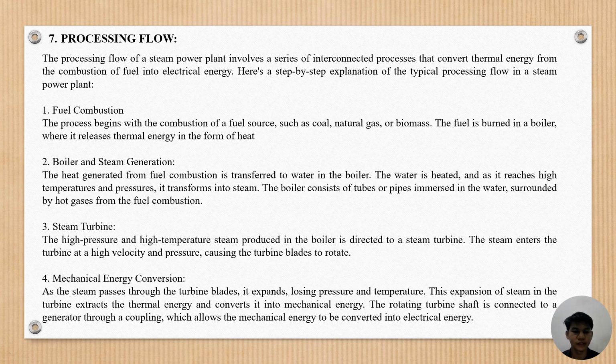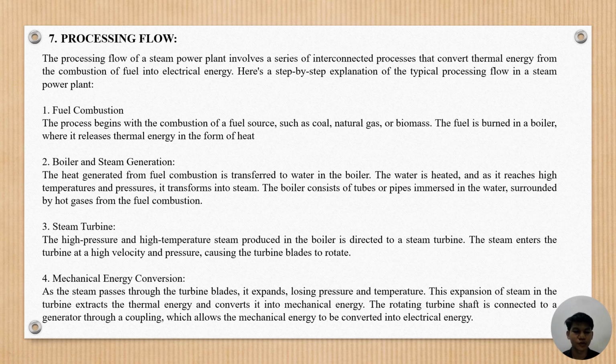Number 2. Boiler and steam generation. The heat generated from fuel combustion is transferred to water in the boiler. The water is heated, and as it reaches high temperature and pressure, it is transformed into steam. The boiler consists of tubes or pipes immersed in the water, surrounded by hot gas from the fuel combustion.